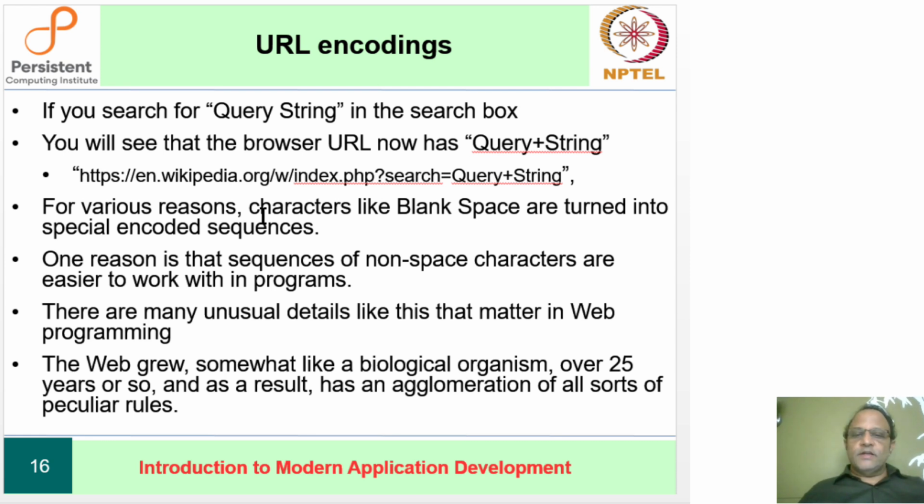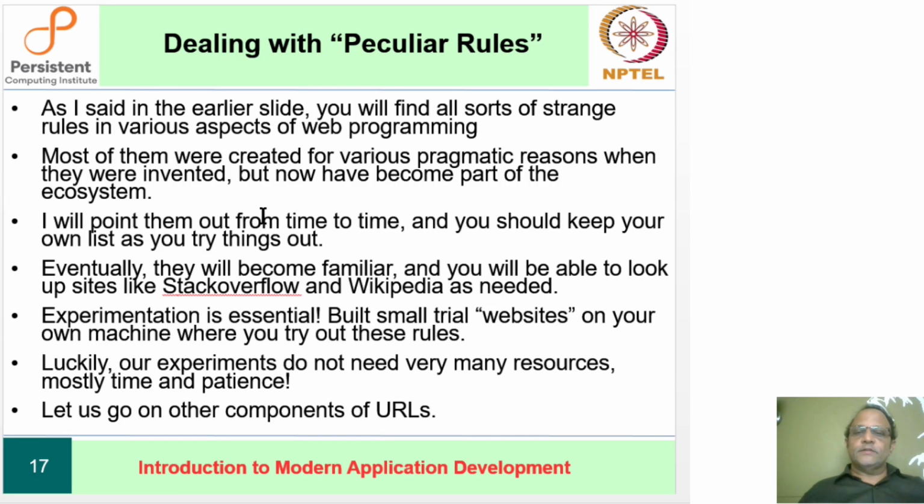One reason why there are such strange rules is that the web grew somewhat like a biological organism over 25 years or so, and as a result, it has an agglomeration of all sorts of peculiar rules that were created when different people made changes to the web for different reasons, and the web we see today is actually a result of all those changes at the end of so many years. So, how do we deal with these peculiar rules? Most of such rules were created, like I said, for reasons that were good when they were invented, but now they have simply been absorbed into the ecosystem.